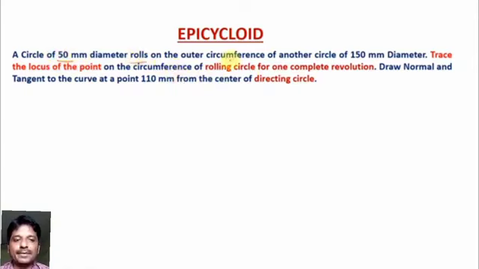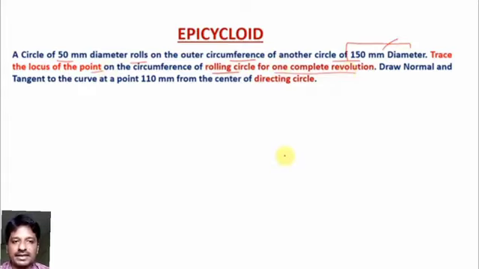So a circle of 50 mm diameter rolls, which means this circle is the rolling circle, on the outer circumference of another circle of 150 mm diameter, and this is the directing circle. Trace the locus of the points on the circumference of the rolling circle for one complete revolution. Let's understand this first.